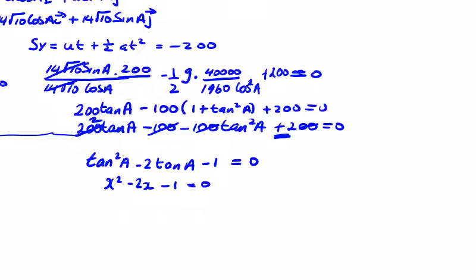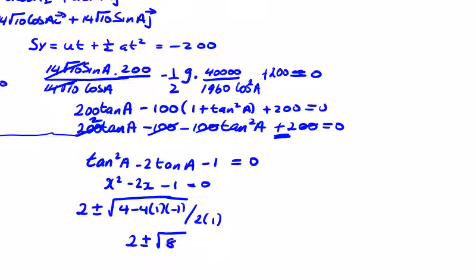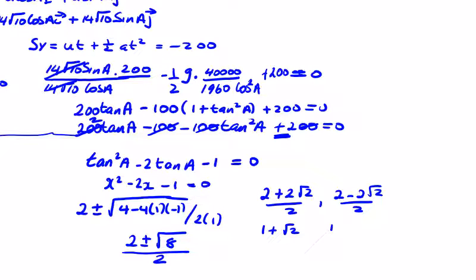Now that to me is quadratic formula. Minus b, which is 2, plus or minus the square root of b squared, which is 4, minus 4 by a by c, over 2a, is going to give me 2 plus or minus the square root of 8 over 2. So 2 plus 2 root 2 over 2, 2 minus 2 root 2 over 2: 1 plus root 2 and 1 minus root 2 are my tan a's.